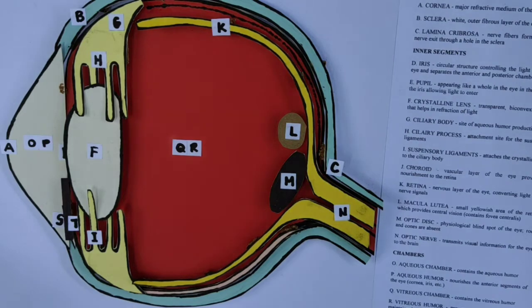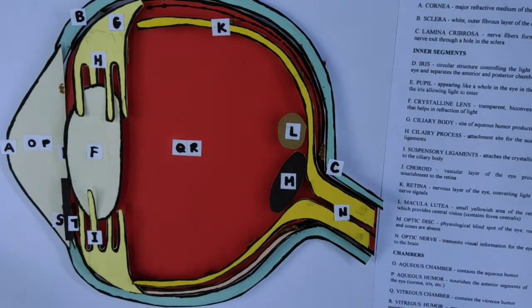Now the third media would be the crystalline lens. Again, just like the cornea, it is avascular, it is transparent. That means it allows light to pass through it.